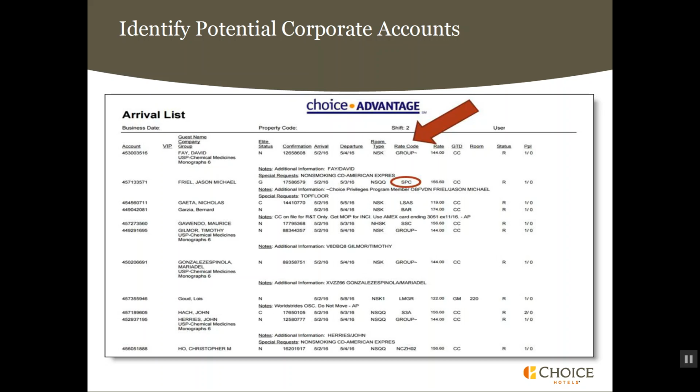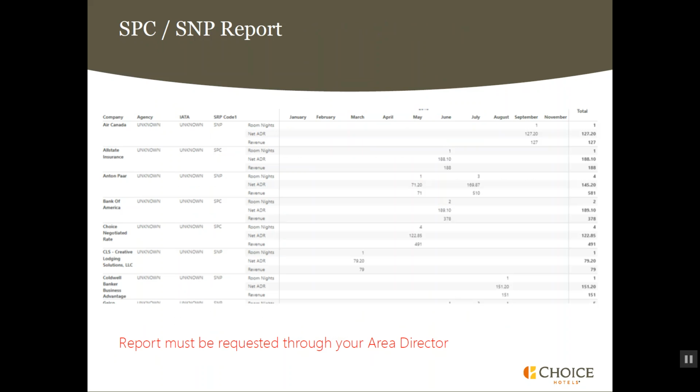Is there a report that I can get that can show me the production of the SMP and SPC coming to my hotel? Yeah, another very good way is using the SPC SMP report that Eric mentioned. Now this report is one that you must request through your area director. It's not available right on Choice Central or Choice Advantage. This will show the production from your hotel for the different rate plans, SPC and SMP. It will help you get intel on what companies are coming, what agencies they're from, and what their IATA numbers are. And it'll give you production, and we can pull this for past years also, but that's available to you through the area director.